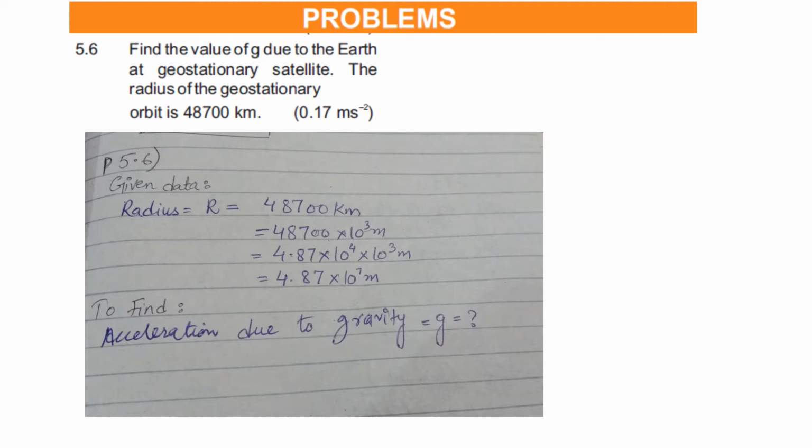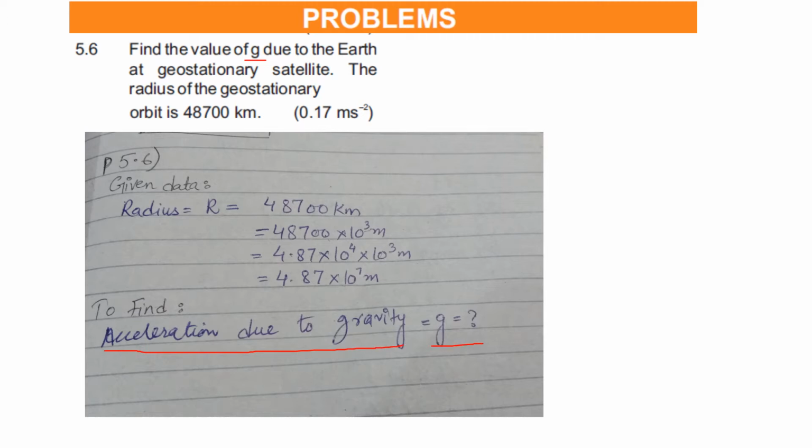Problem 5.6. Find the value of g due to the Earth at a geostationary satellite. The radius of the geostationary orbit is 48,700 km. So according to the problem, we have to find out the value of g, and g is basically the acceleration due to gravity. So in the data we have acceleration due to gravity, that is equal to g, and that we have to find out.